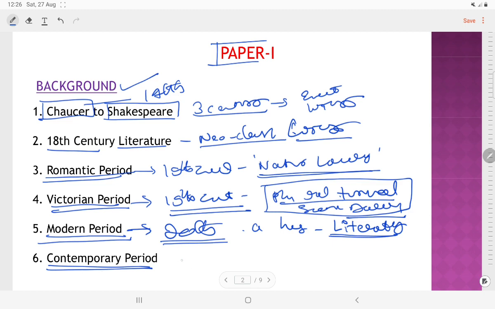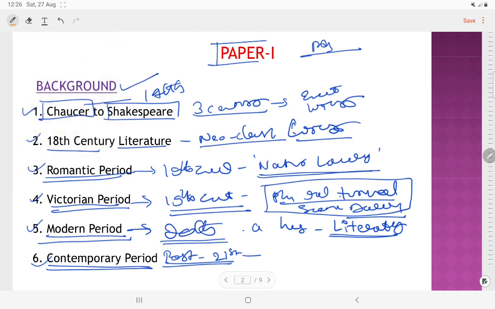And the next one is the contemporary period. This period has different names like the post-modern age or sometimes the 21st century. So this is an updated age. We will also discuss in detail who are the very important writers in contemporary British literature and English literature and what are their contributions.